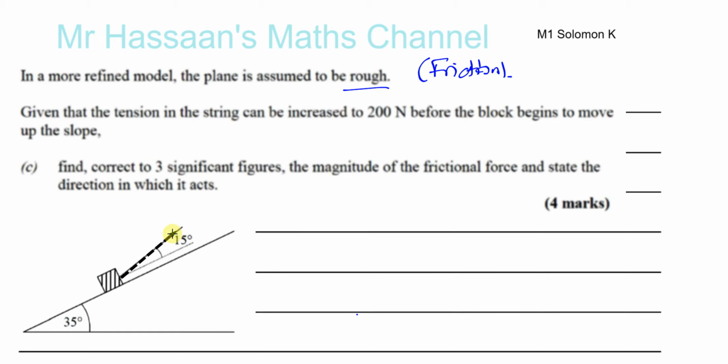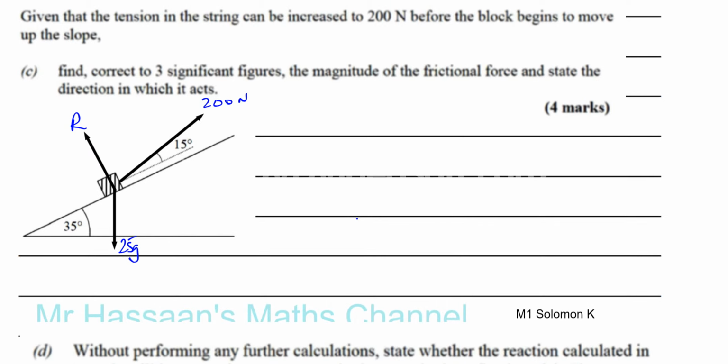So the tension is 200 newtons. That's going to be acting, let me put it as a solid line so that shows that it's the actual force. So that's the tension of the string, which is 200 newtons now. Of course, we still have the same weight of block. We still have the reaction force, but we have an extra force now as well, which is the friction. That's the reaction force, and that's the weight, which is 25g newtons. But there's also another force that we have to consider, and that force is the frictional force.